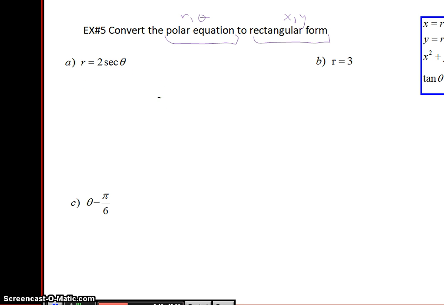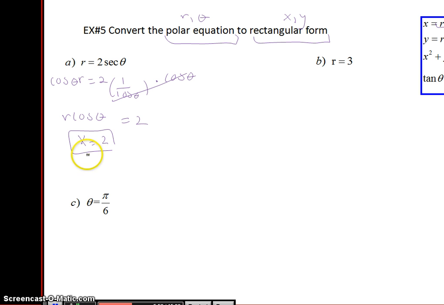r equals 2 secant theta. So what I want to look for is, do I have an r cosine theta somewhere so I can get an x? Well, if I remember that secant is the same thing as 1 over cosine, so just replacing secant with 1 over cosine. Now if I multiply both sides by cosine of theta, they'll cancel on the right-hand side, and now I have an r times cosine theta on the left-hand side, equals 2. Okay, my r cosine theta equals 2. R cosine theta, using my formulas, equals x. So x equals 2. And that is a rectangular equation. No r's and thetas, just x's.